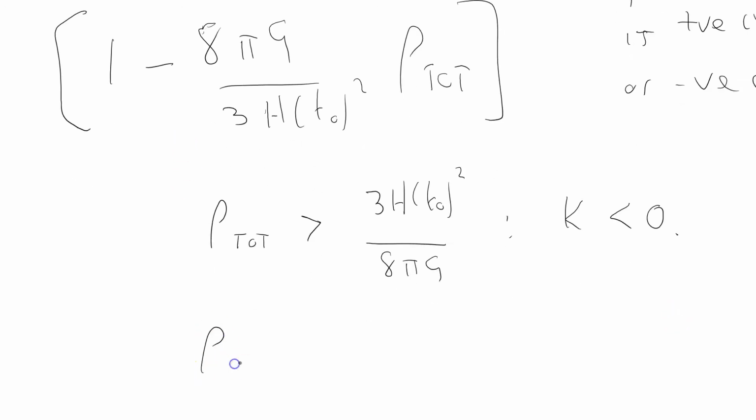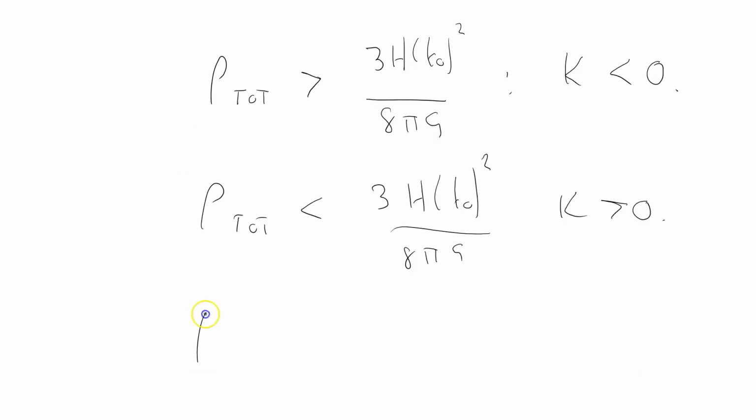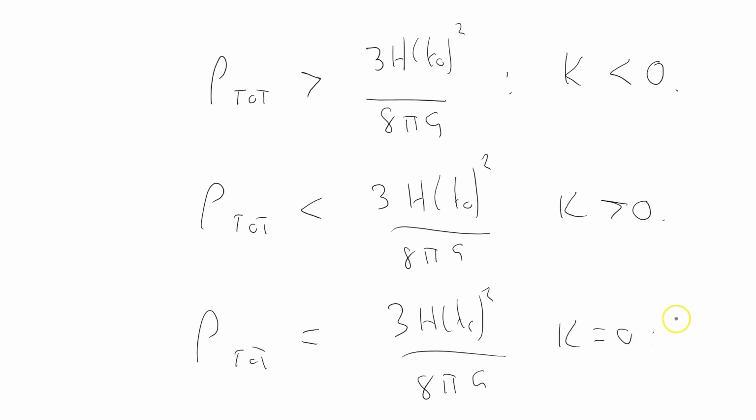And if rho total is less than this thing here, that says that k is positive. And of course, if rho total equals 3 H of t0 squared over 8 pi G, that tells me that k equals 0, which corresponds to a flat universe.